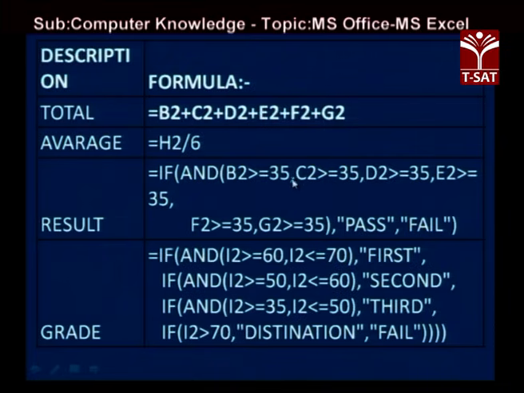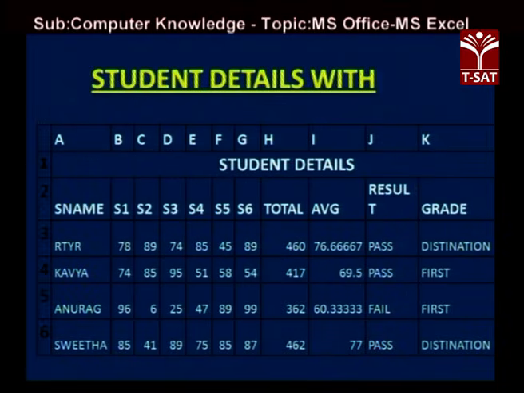So, B2, C2, D2, E2, F2 up to G2, the subjects are there. Here write greater than or equal to 35, C2 greater than or equal to 35, D2 greater than or equal to 35, E2, F2, G2. Here, closing the bracket. Each and every comma is also very important in formula typing. Here write "pass" within inverted commas, comma, within inverted commas we have to write "fail", close the bracket, then click on enter, and it will show whether the student will pass or fail.